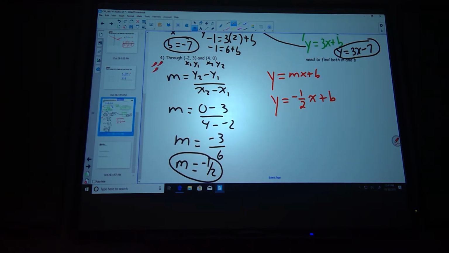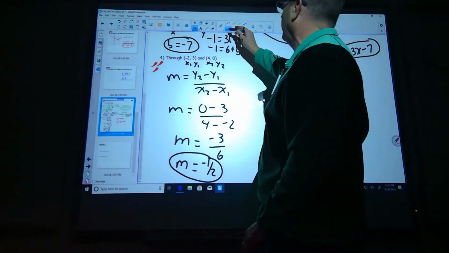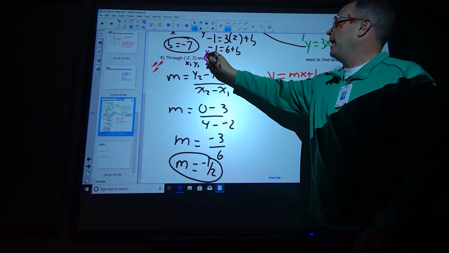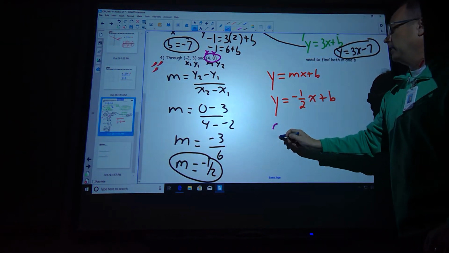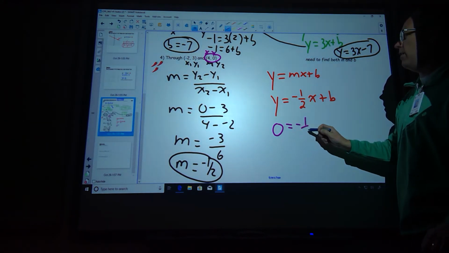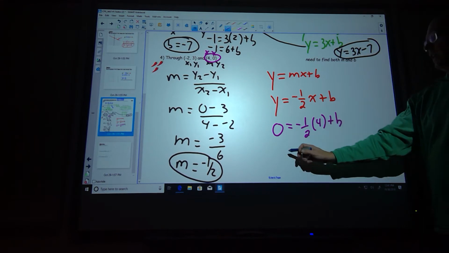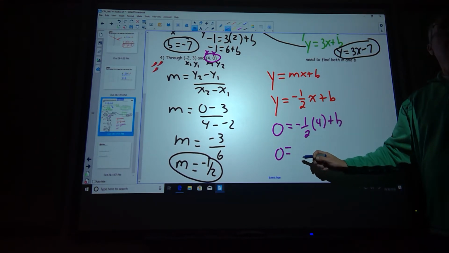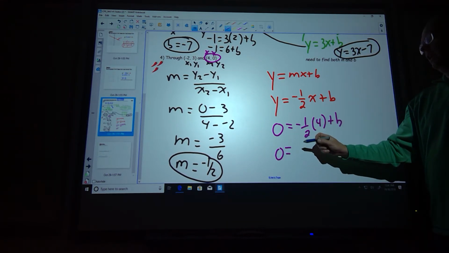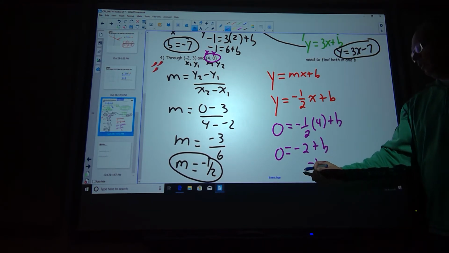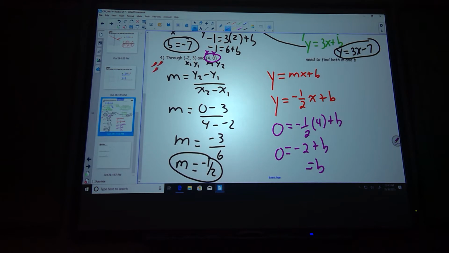4, 0, absolutely. Great critical thinking on that. So 4, 0, so that's an x and a y, correct? So that means I'm going to get 0 equals negative 1/2 times 4 plus b. What's negative half of 4? 2. Close? Don't forget the negative. Negative 2. So what's b have to equal to? 2.